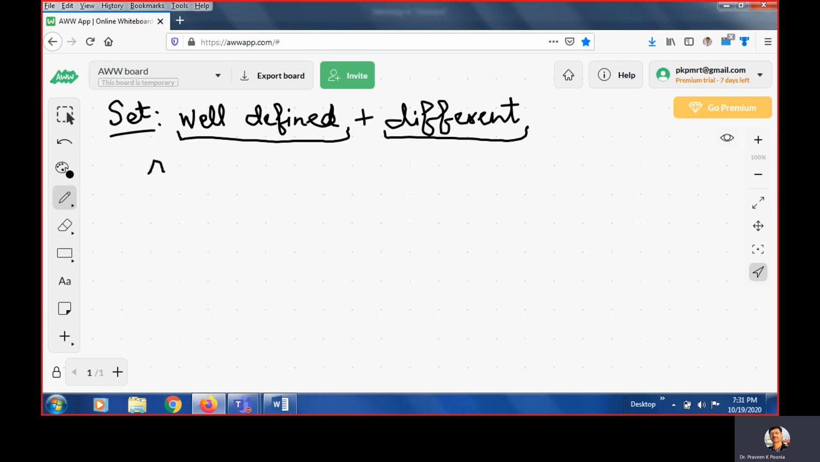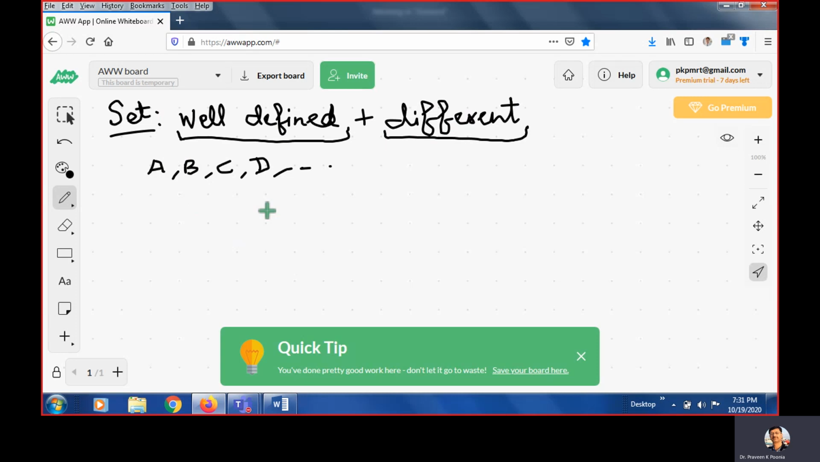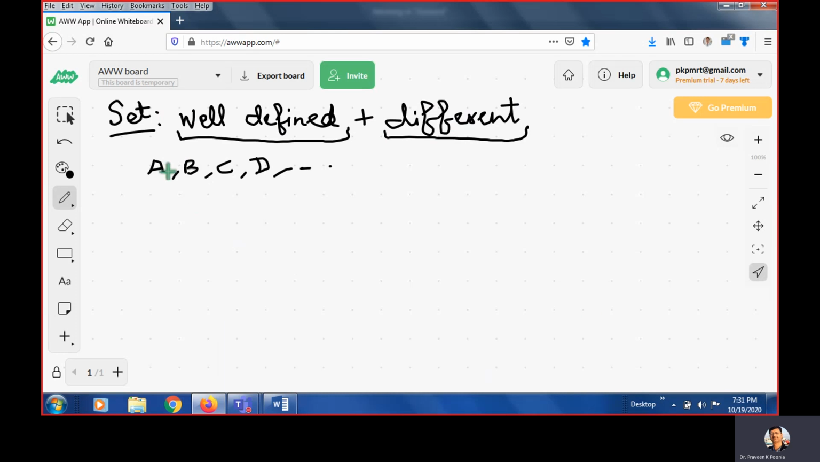Sets are denoted by capital letters A, B, C, D. These capital letters are the notation of the sets. And the objects, generally we call them elements of the set. These are denoted by small letters.